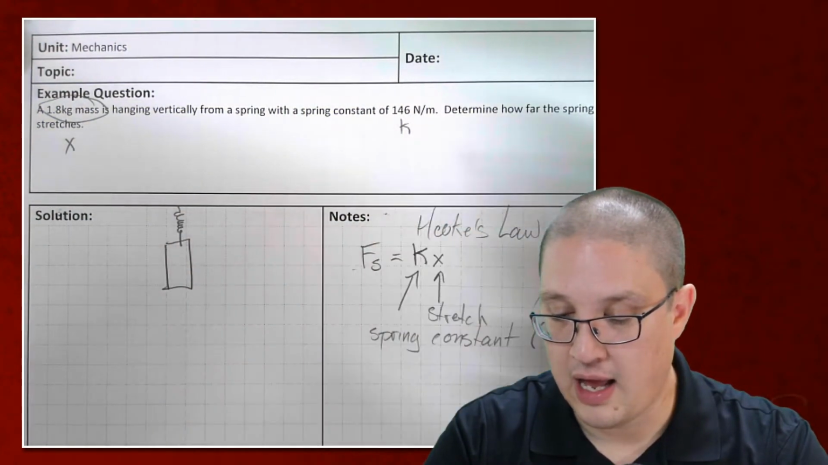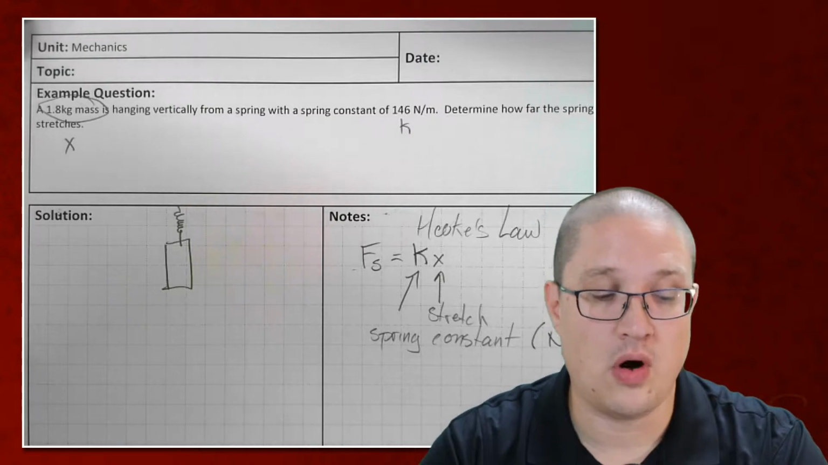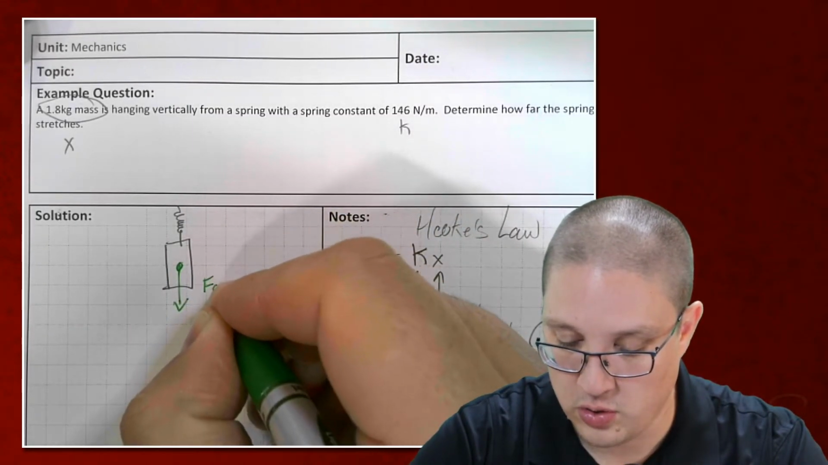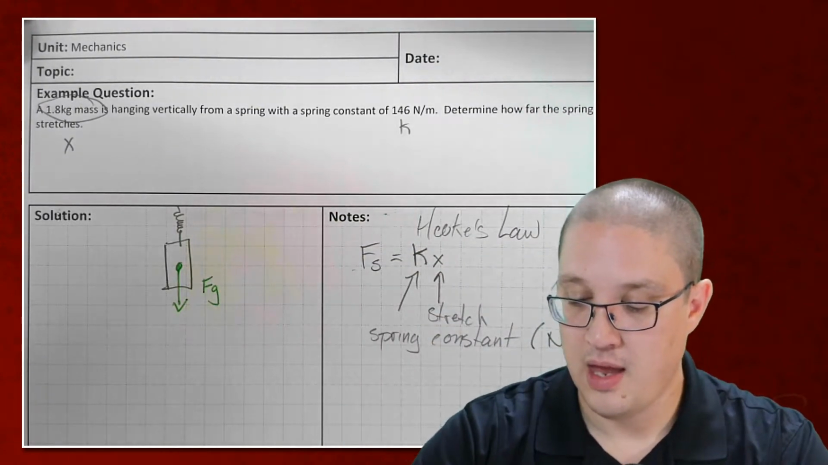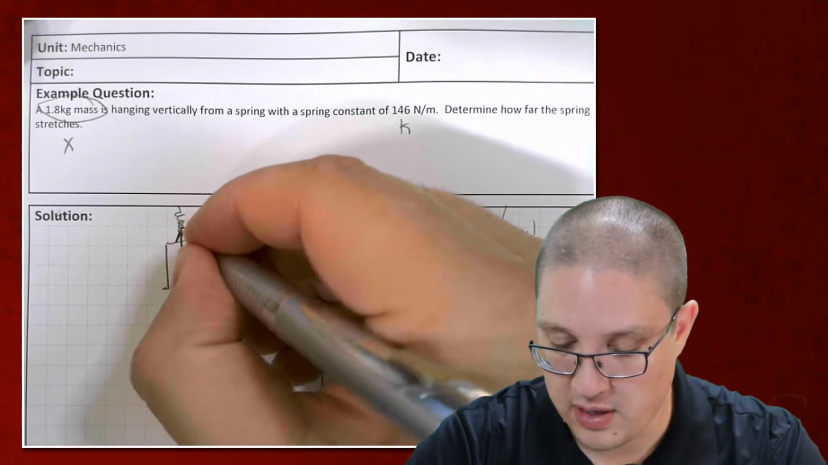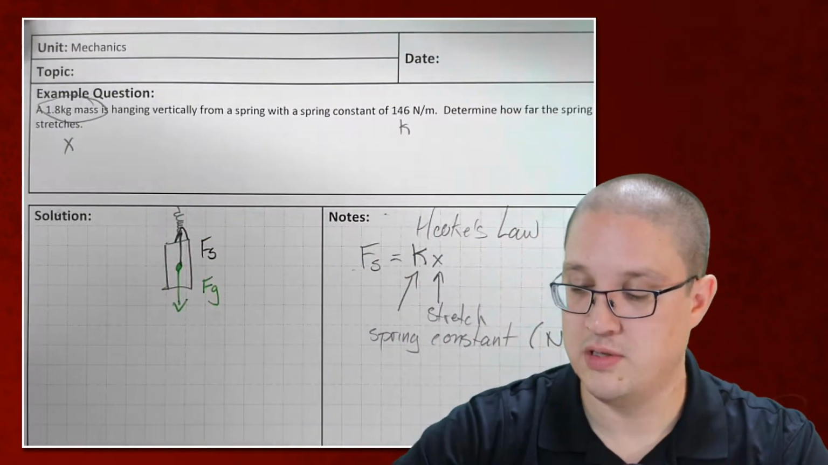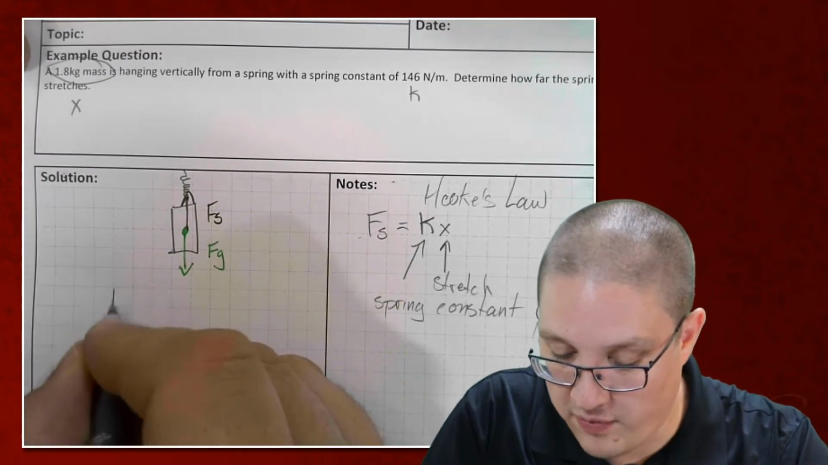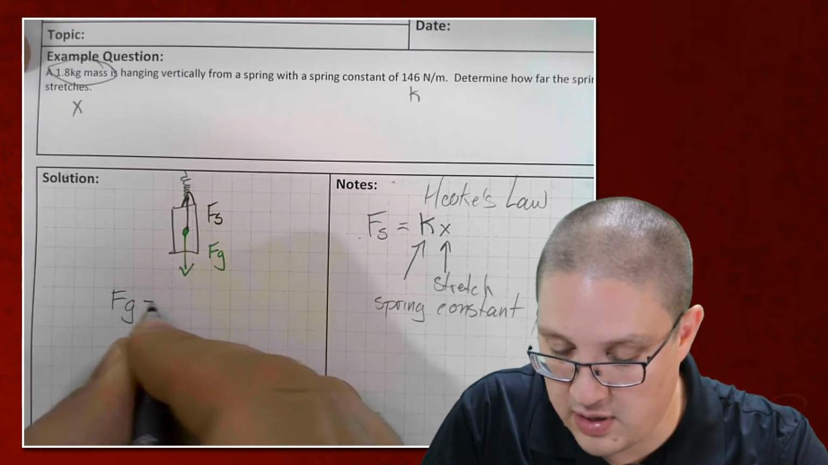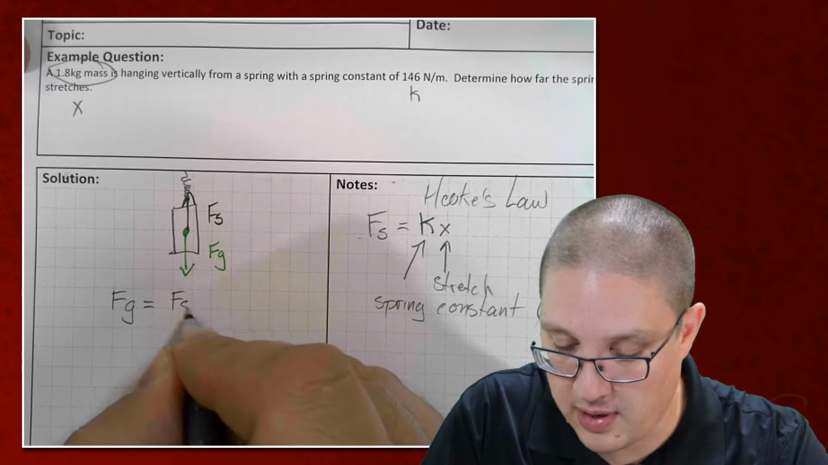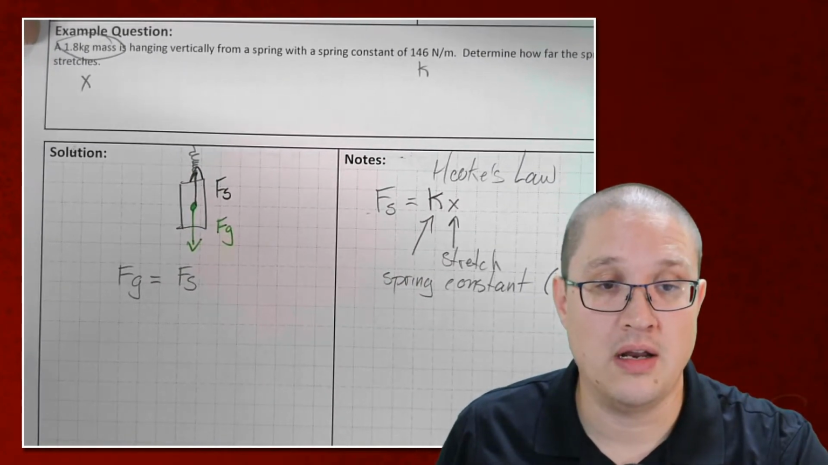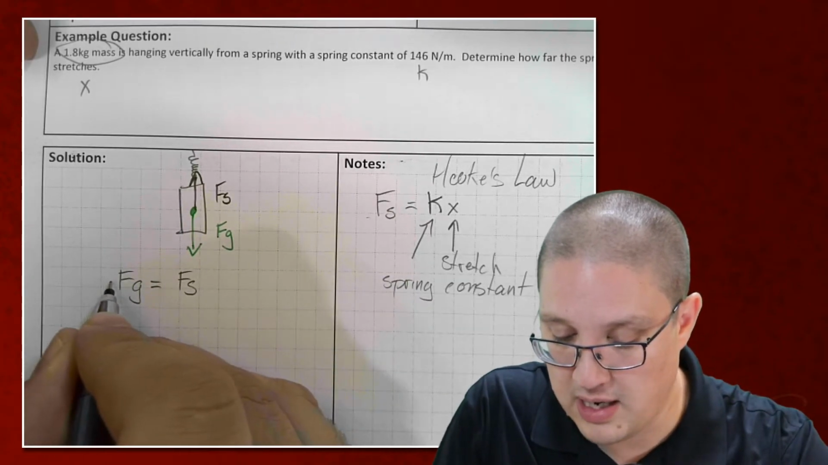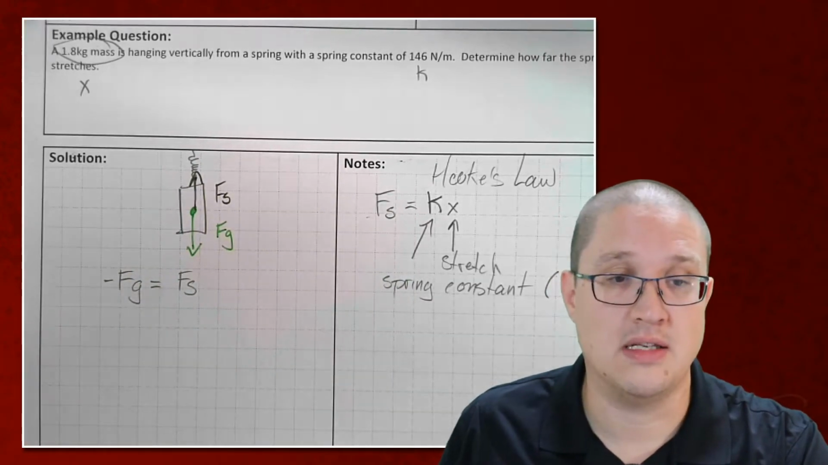Now, if I look at this object here and draw my forces into this, you may notice that there is a force due to gravity pulling it down, and holding it up against gravity is the force due to the spring. So I can tell that my force due to gravity is going to be the same as my force due to the spring. They're just going to be in opposite directions. Gravity is pulling me down, so we'll say that is negative here.